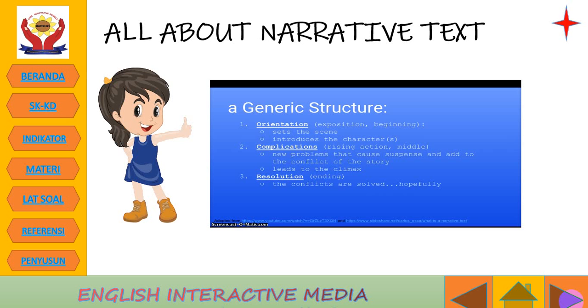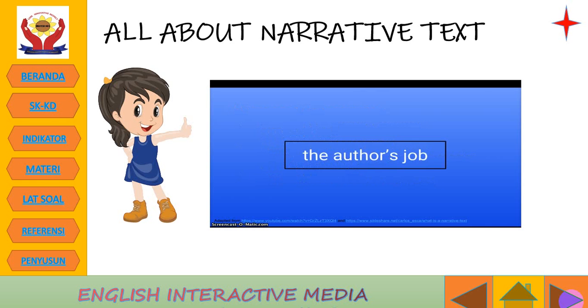So now we know the what. We know what narrative text is, and we know the how. We know how narrative text is created, but I feel like there's something more. I feel like there's something deeper. I think the author has some sort of obligation to the reader of their narrative text, some kind of job to make sure that this is an enjoyable experience. The author has a job to do to fulfill this obligation to the reader.